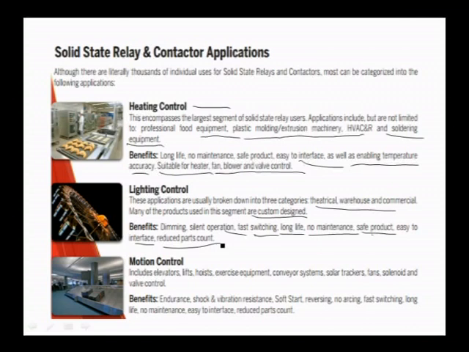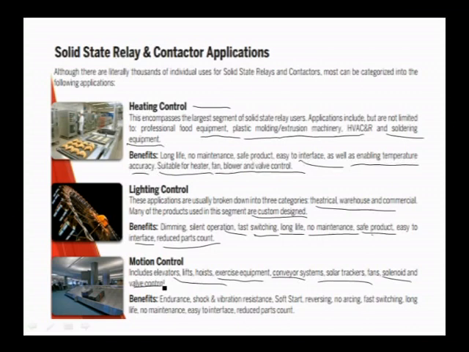Another important application, and these are all daily life applications, is motion control. General motion control applications are elevators, lifts, hoists, exercise equipment, conveyors, solar trackers, solenoids and valve control. You have all seen elevators in malls, and lifts, hoists and exercise equipment. They are all related to motion. There are also conveyor systems in industries, solar trackers, fans and solenoid valve systems.